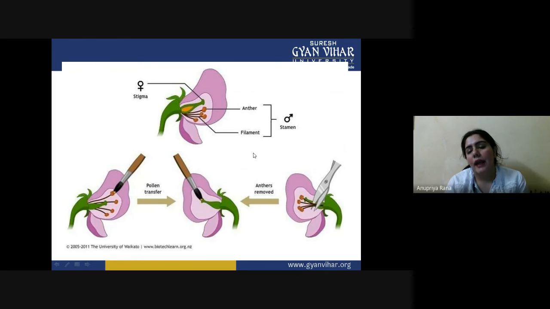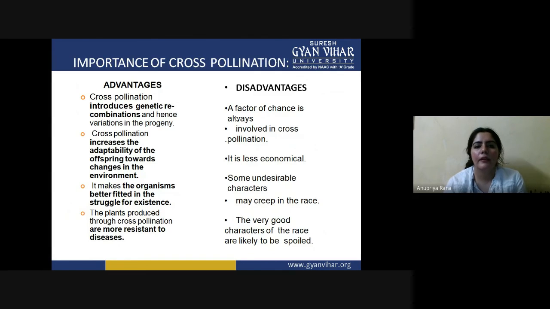But in that case, they have to remove the original pollen of that particular flower. Meaning for a flower having both anther and stigma, just remove the anther and then dust on the pollen whose character you want in the flower. So this can be done artificially.